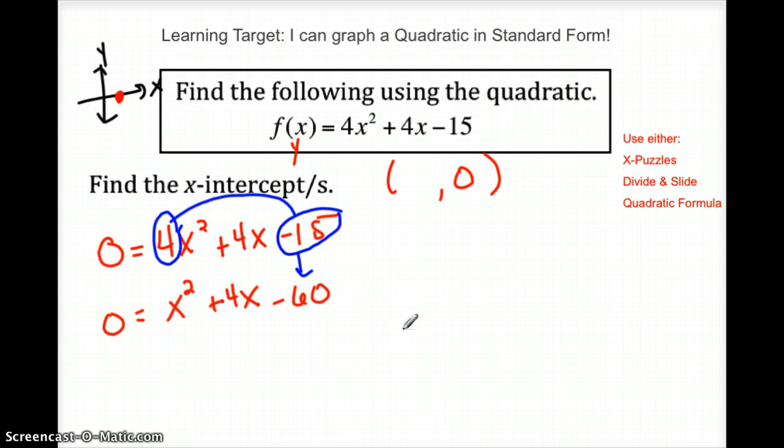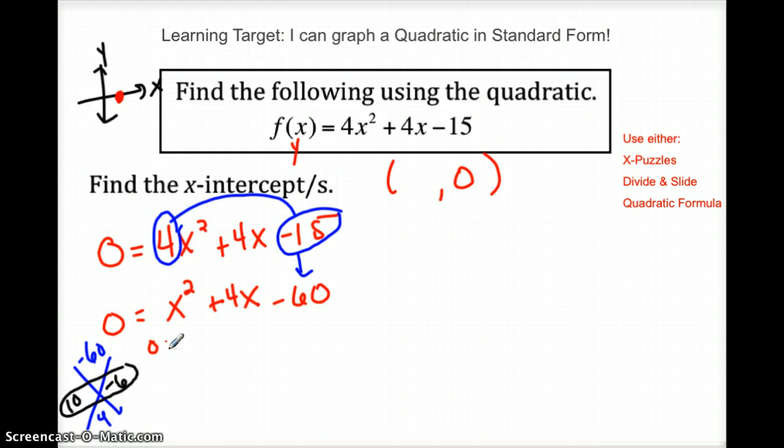And then from here, I do an X puzzle where I've got negative 60 on the top and 4 on the bottom. So what multiplies to negative 60 and adds to 4? I'm thinking 10 and negative 6. Okay, so those two numbers make up my groups for factoring.